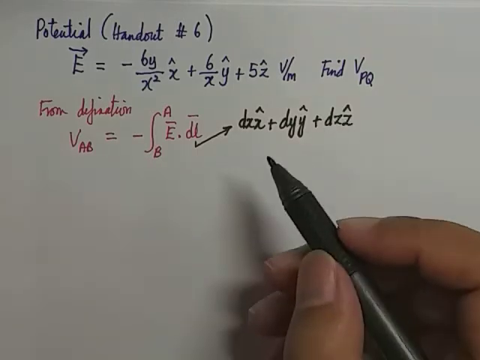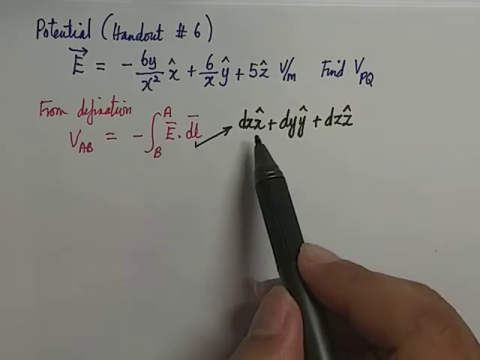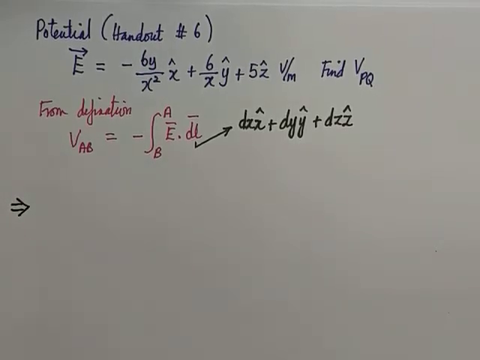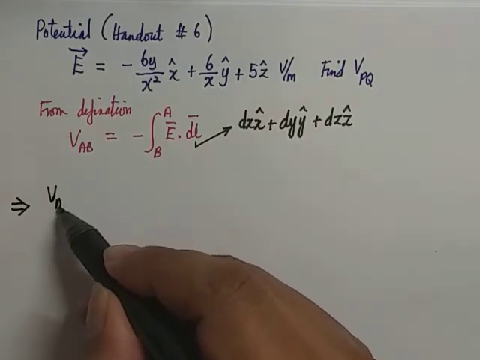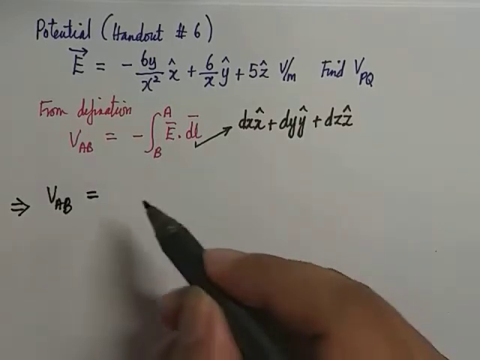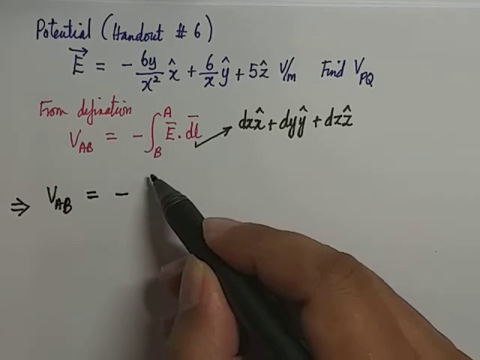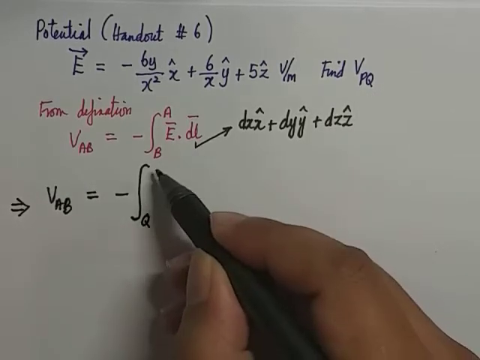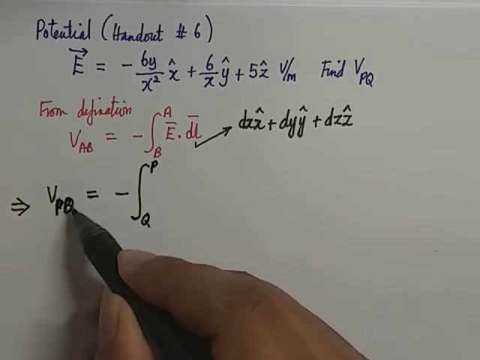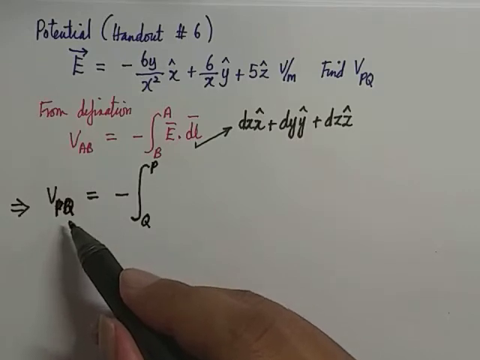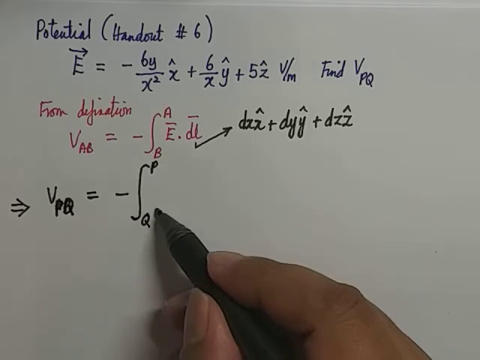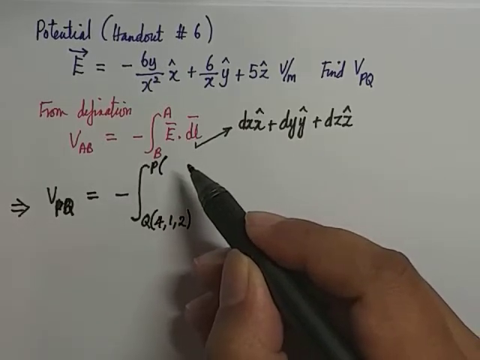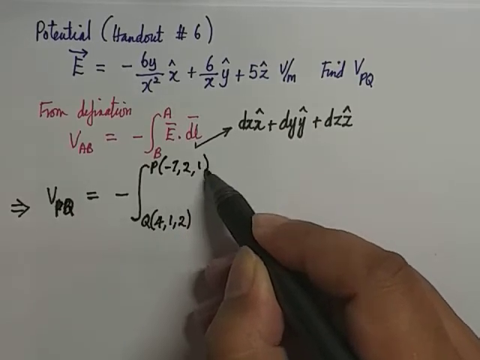Okay, now let's solve the mathematics. The E is this E and the dl is this definition. In terms of mathematics, VAB should be equal to, I'm going to put negative here, just leave it as it is. I'm going to move from point Q to point P, because now it should be VPQ. So we make it refer to our question, Q to P, where point Q is given as (4, 1, 2) and point P is given as (-7, 2, 1).